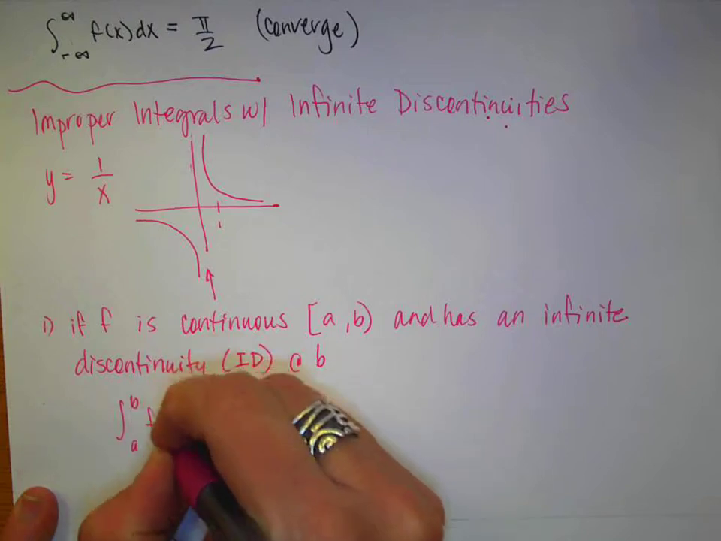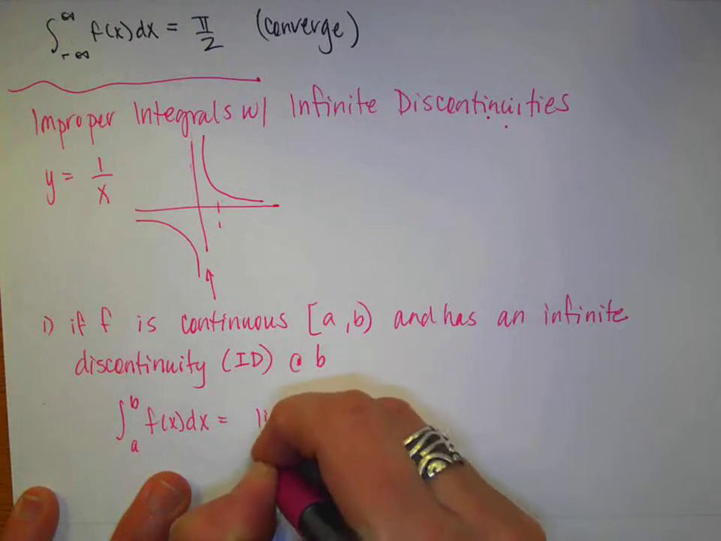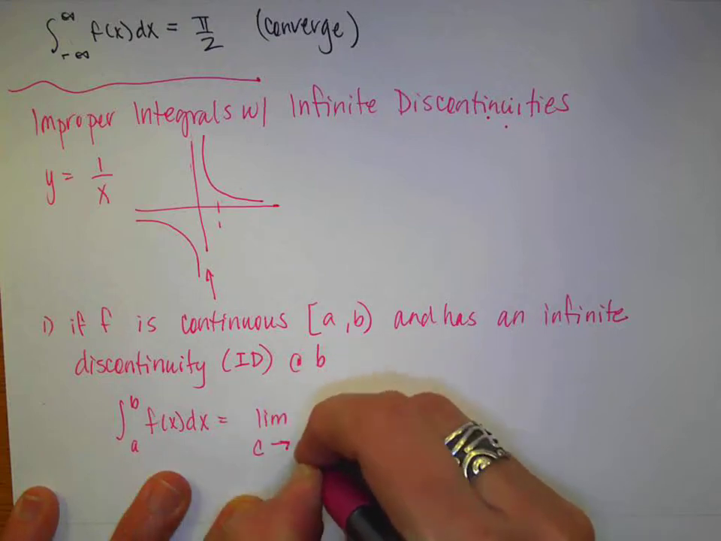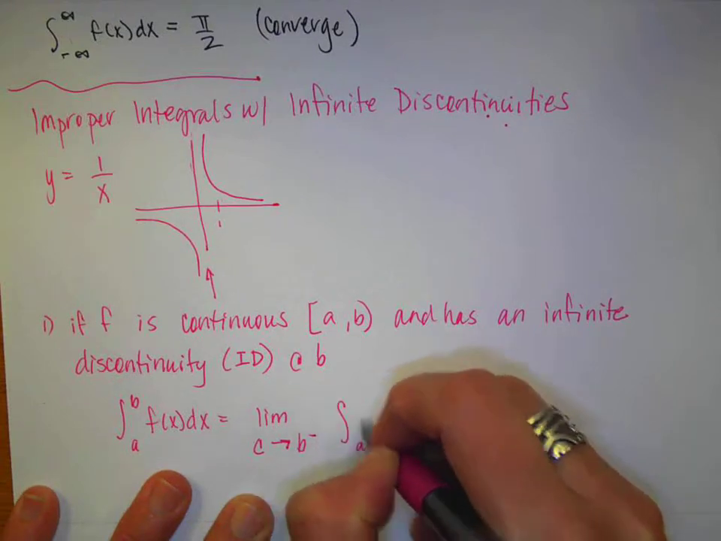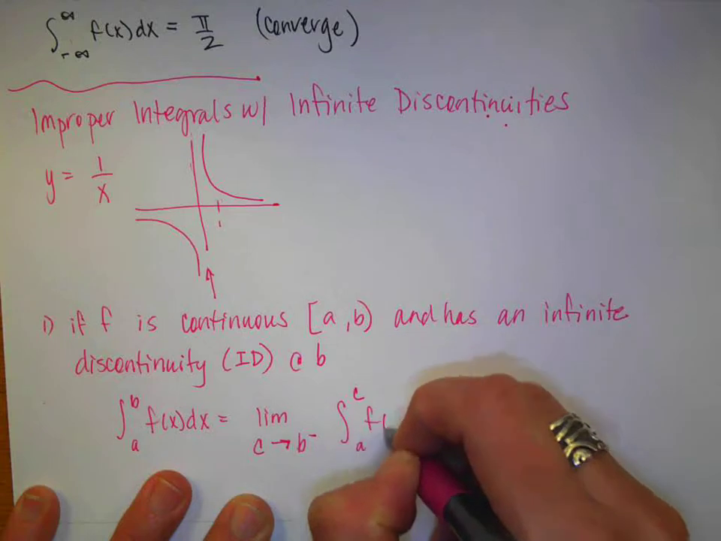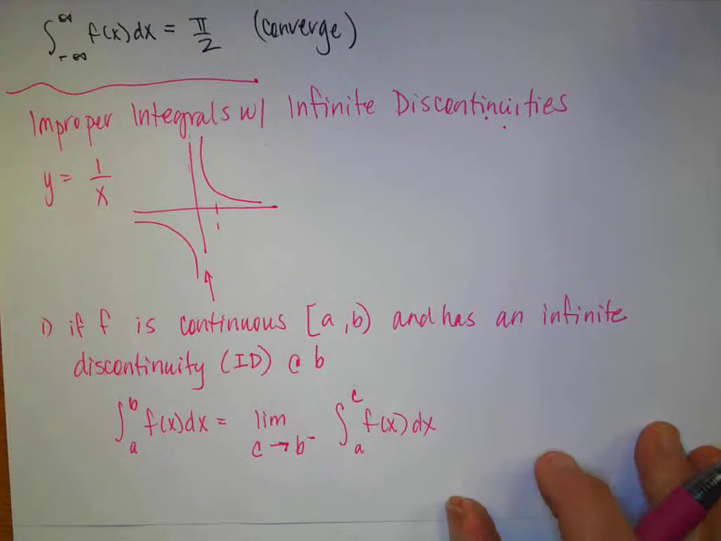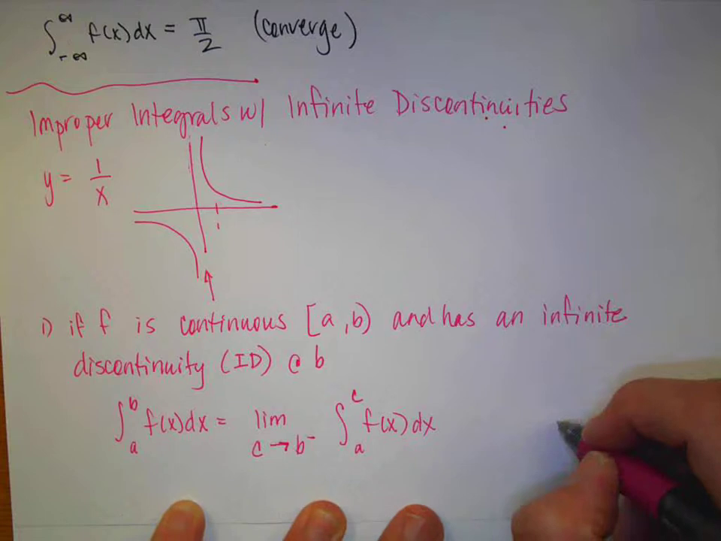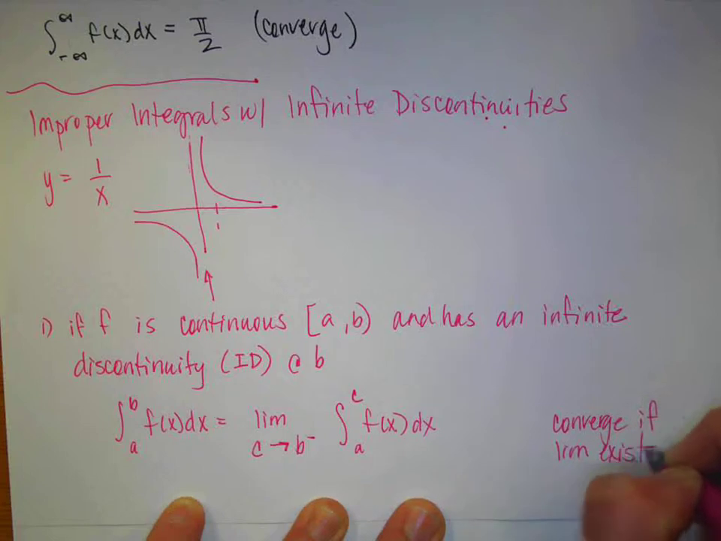Then the integral from a to b of f of x dx is equal to the limit, as I pick a value c inside the interval approaching b from the left, of the integral from a to c of f of x dx. So I'm going to attempt to manage my infinite discontinuity. And this one is going to converge if the limit exists.